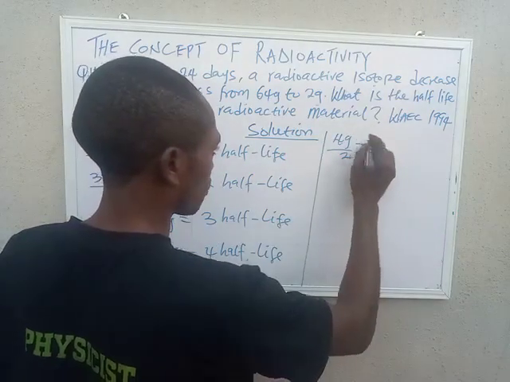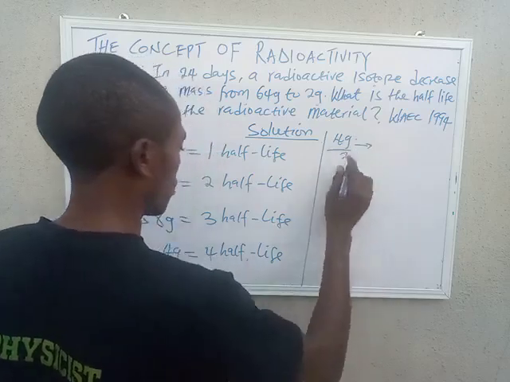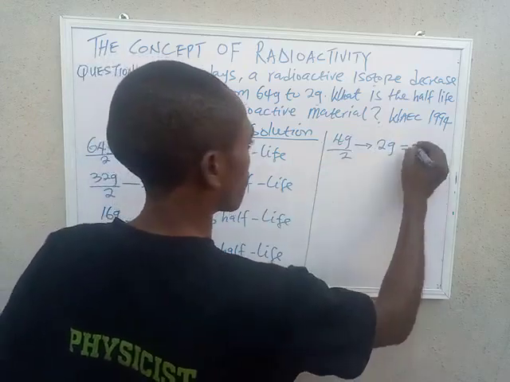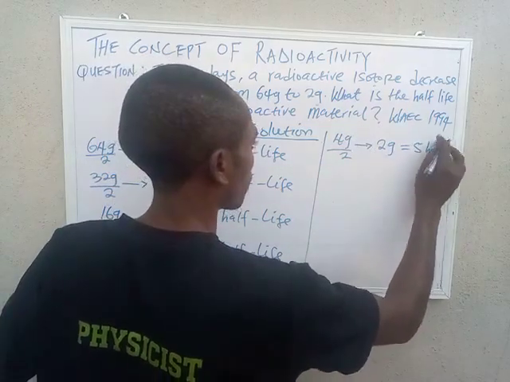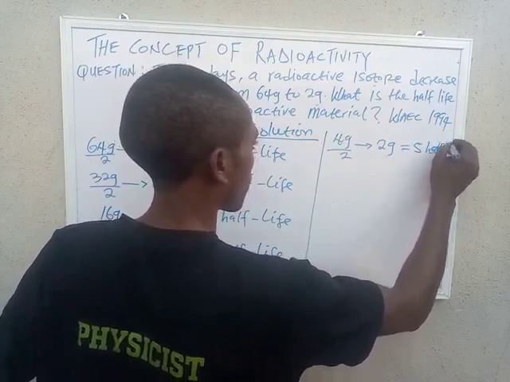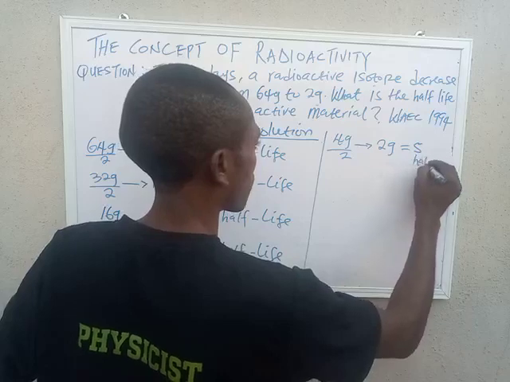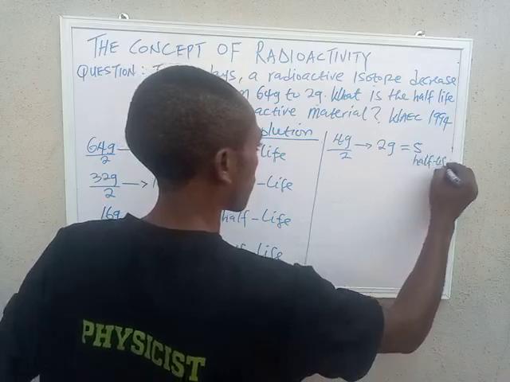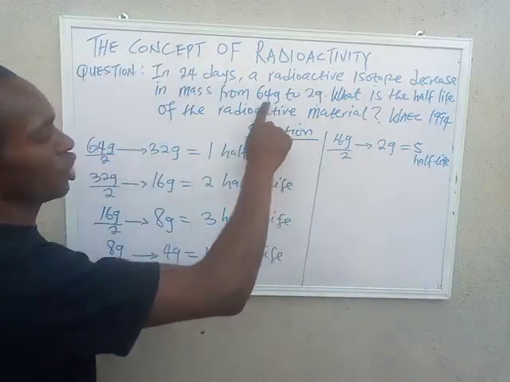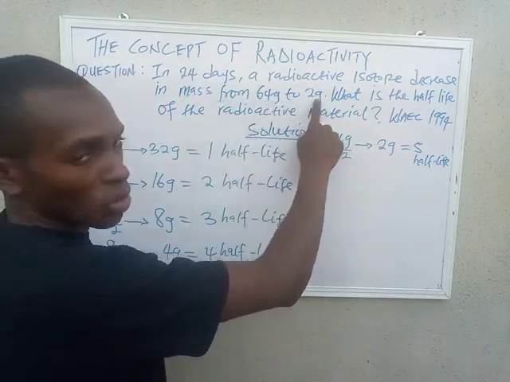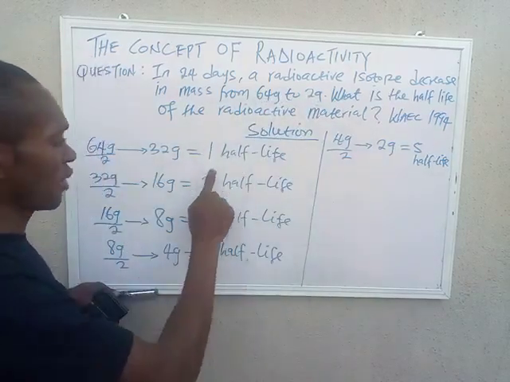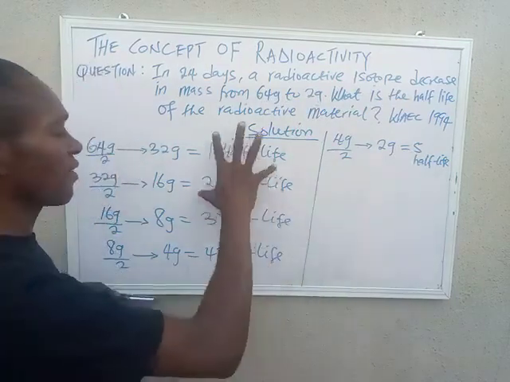4 divided by 2 gives us 2 grams, which is our fifth half-life. Now, we're stopping here because it reduced in mass from 64 grams to 2 grams. If you check the number of half-lives, we have 1, 2, 3, 4, 5. So there are 5 half-lives.